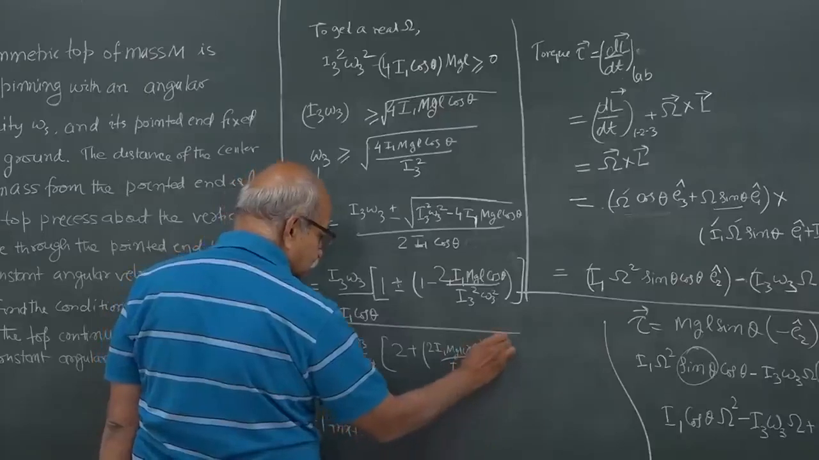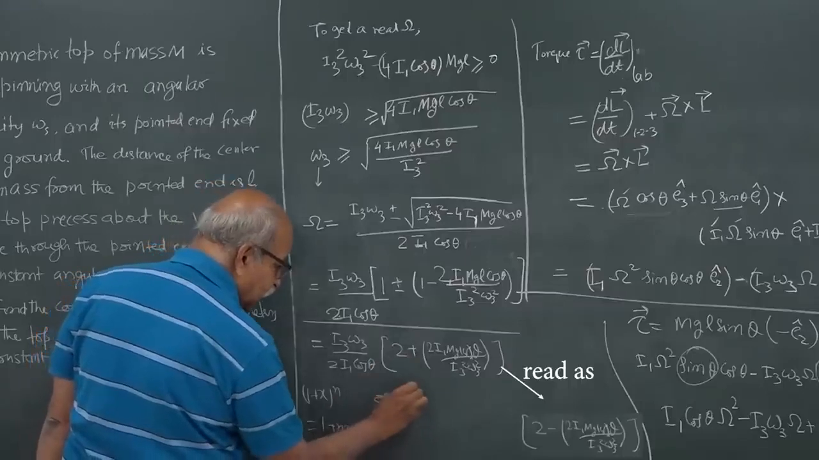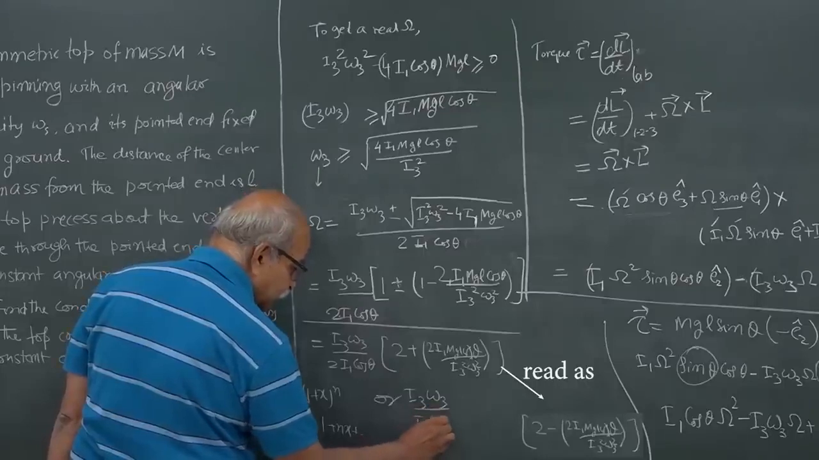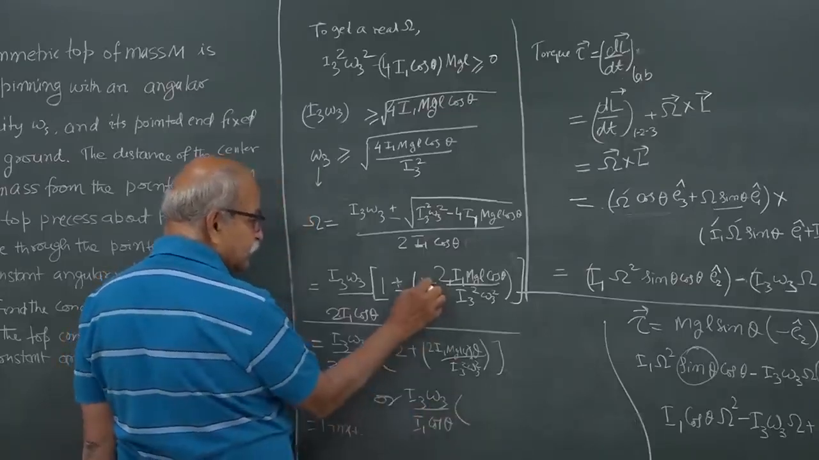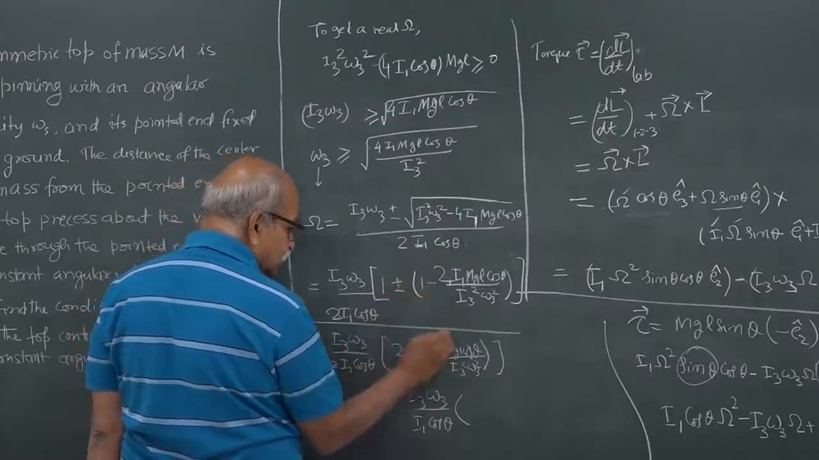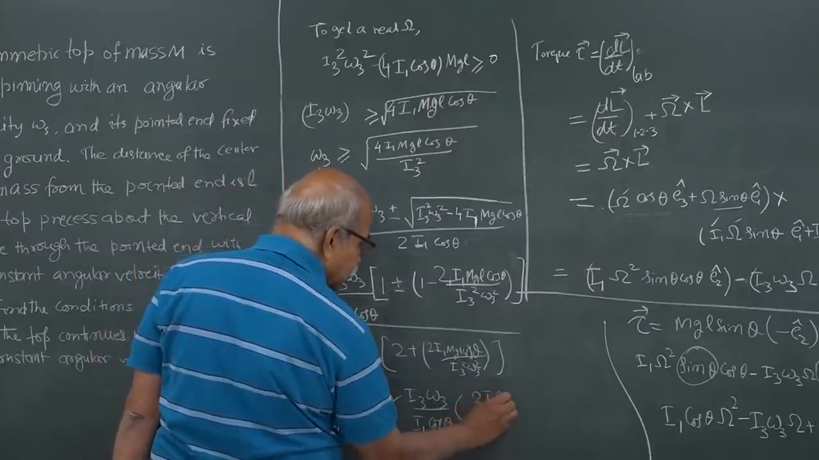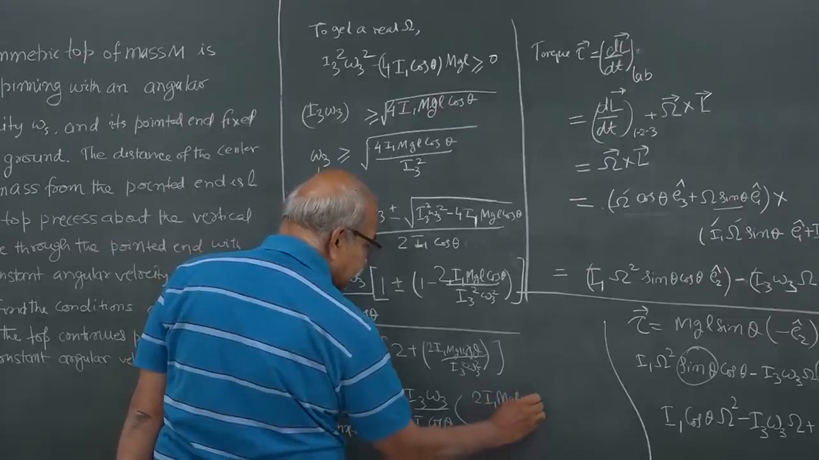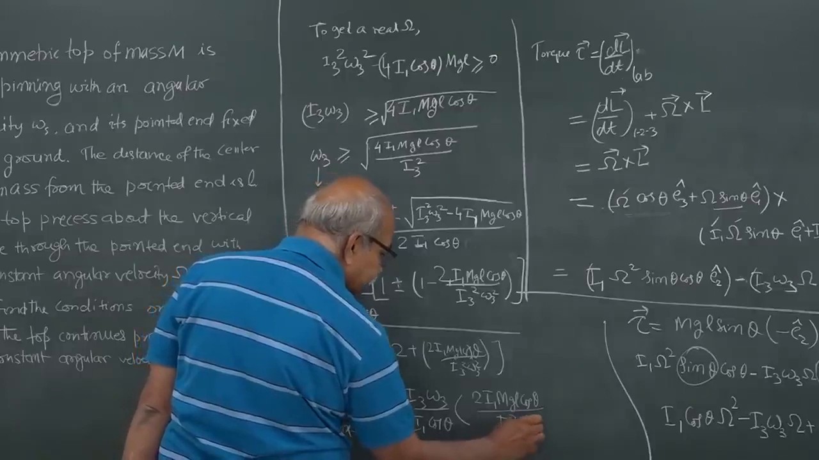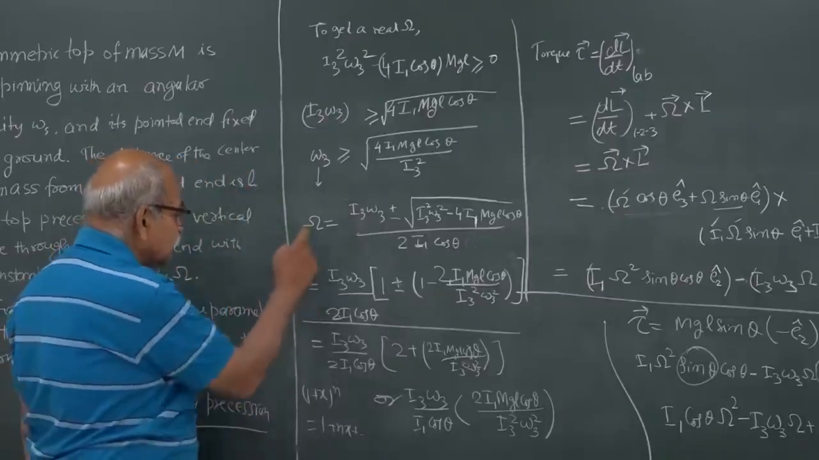So, this, and if you take the negative value, or so this, or I_3 omega_3 divided by I_1 cos theta, and if you take the negative value, so 1 minus 1 and plus this. So, it is just 2 I_1 mgl cos theta divided by I_3 square omega_3 square. So, you have two values of this omega.